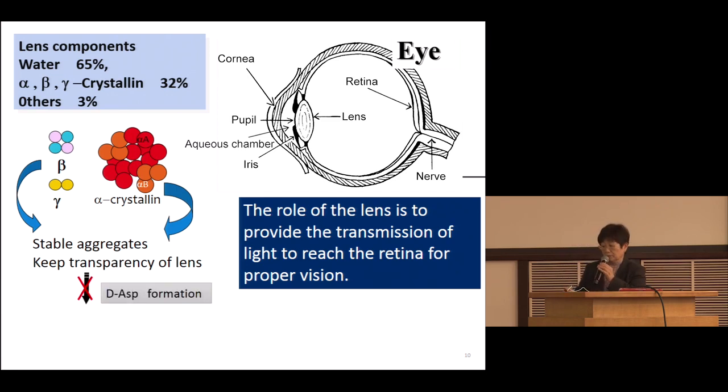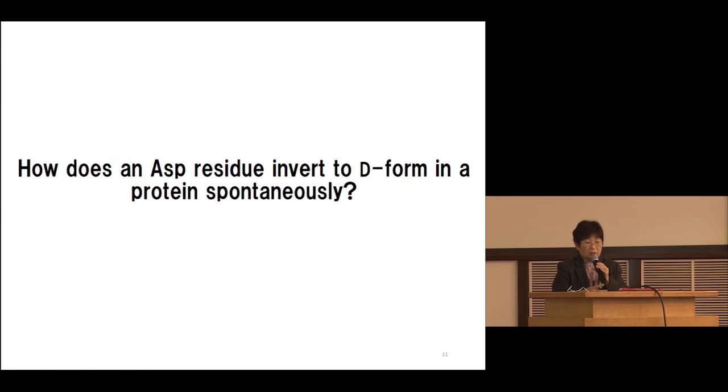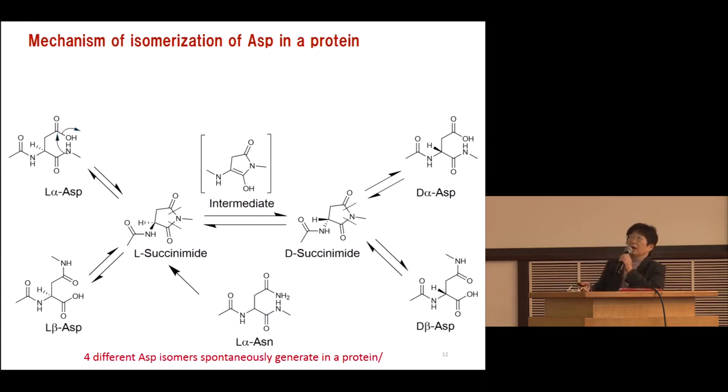But during aging, D-aspartate is generated in these crystallins, and abnormal aggregation of proteins occurs. This is linked to cataract. So, how does an Asp residue invert to D form in a protein spontaneously? Here is the mechanism of isomerization of aspartic residues in a protein. Normally, inversion of L amino acid to D amino acid is very difficult under physiological conditions. But aspartic acid is very easy to deform. Here is the normal L-alpha aspartic acid.